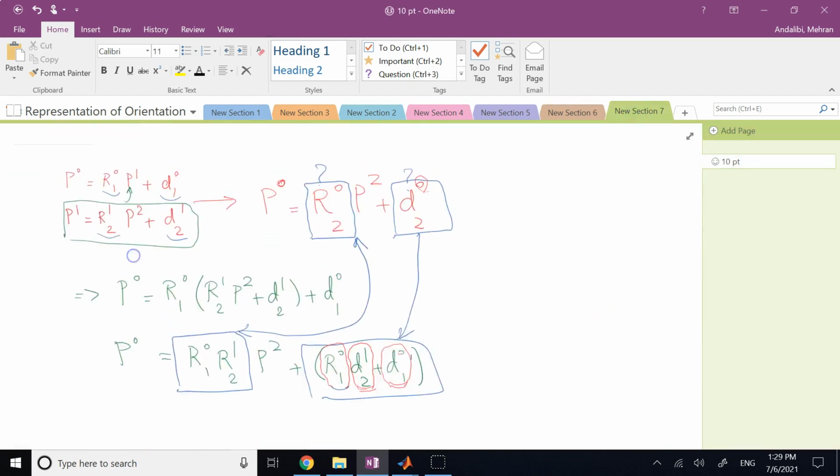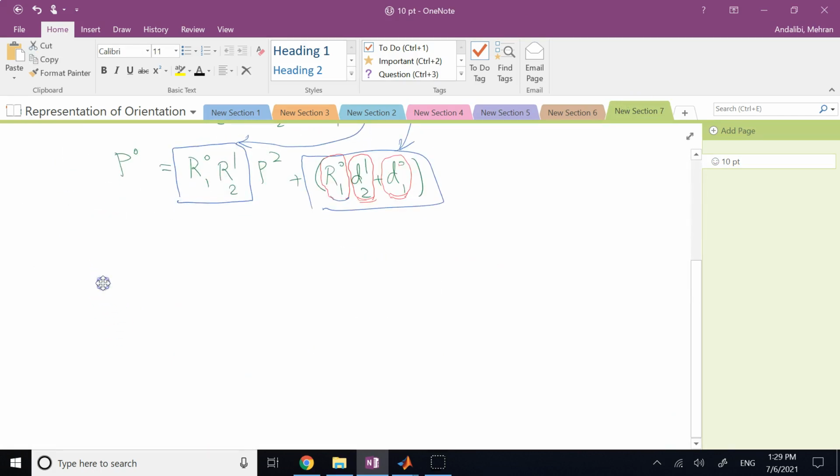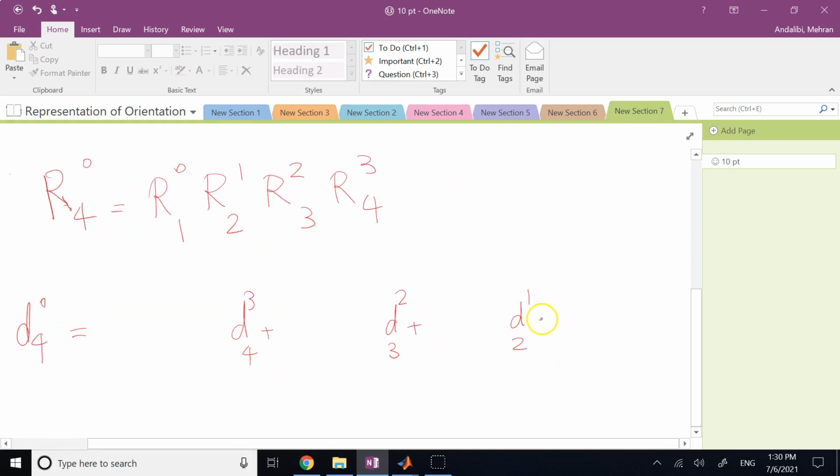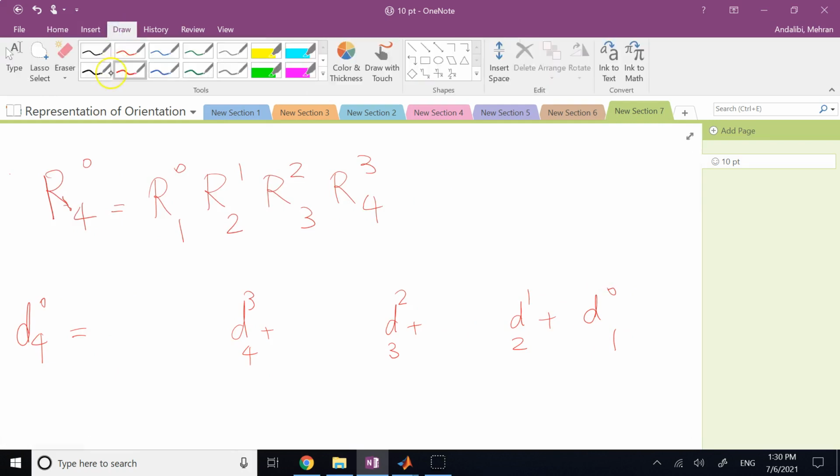So if you have, for example, let's say 4 consecutive rotations with respect to the previous or current one, R40 is going to be the product of 4 R's: R43 multiplied by R32, R21, and R10. So that's not too bad, but D40 is going to be something times D43 plus another something times D32 plus another something times D21 and finally plus D1 with respect to 0.